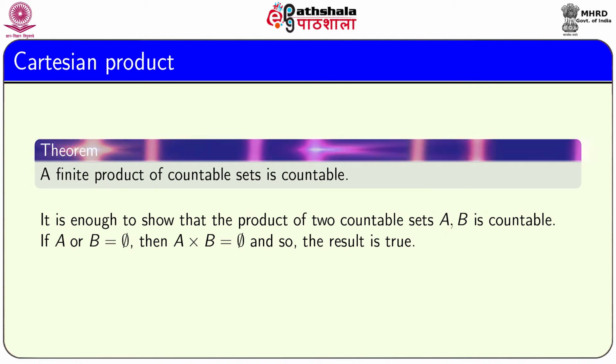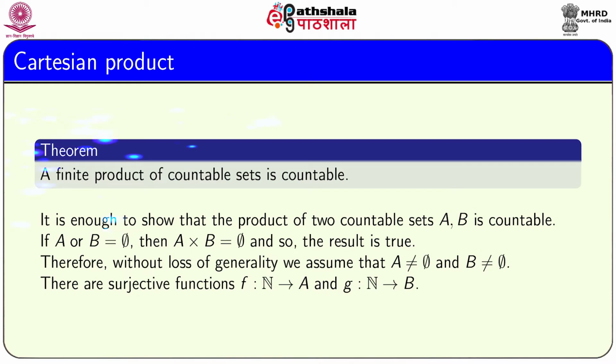We first establish a result that a finite product of countable sets is countable. Previously, we have seen that a countable product of countable sets need not be countable, but now we show that the result is true provided we take a finite product. So, we start with two countable sets A and B. There are two possibilities: either A or B is empty, or both of them are non-empty. If one of them is empty, then the product is empty and therefore the result is true. Therefore, without loss of generality, we assume that both A and B are non-empty.